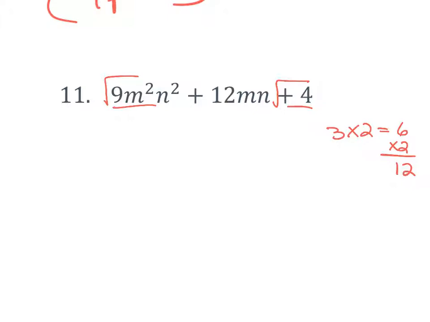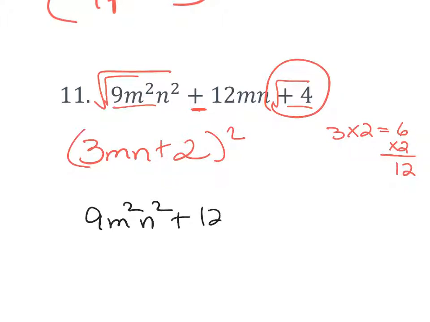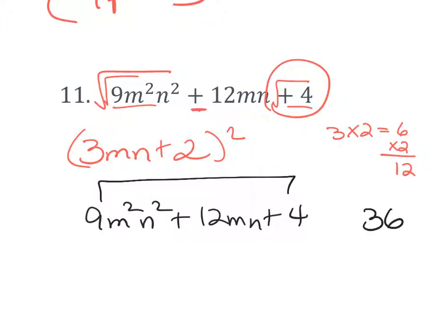So again, square root the first one, gives you 3mn. Square root this one, and you get a 2. Put the sign that's in the middle and write it as a binomial squared. Now, if you didn't recognize that, we can still do this by grouping. It still works. So let's say you didn't realize that, so you'll multiply beginning and the end. We're looking for factors of 36 that give me 12. And you can see that that is going to be 6 times 6, because 6 plus 6 gives you 12.